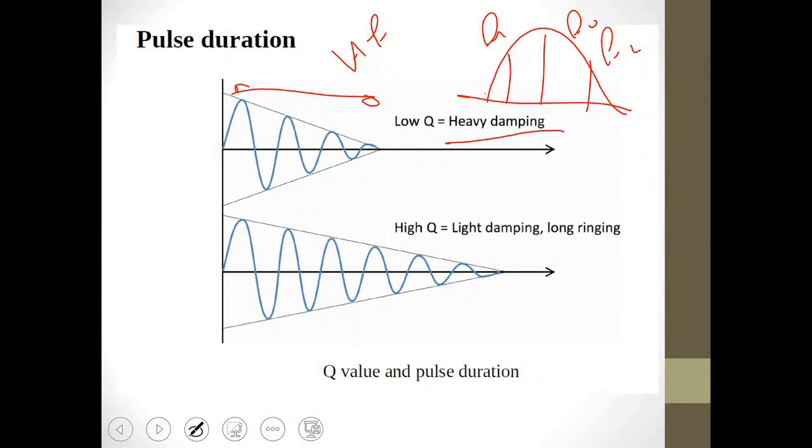Now, light damping creates long ringing, which I was talking about, but it will give you high Q. What does high Q mean? It means your bandwidth will be small and it will look like this.